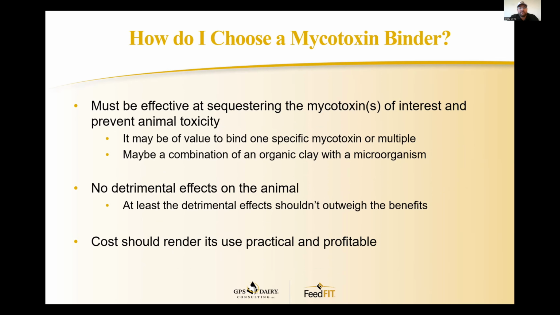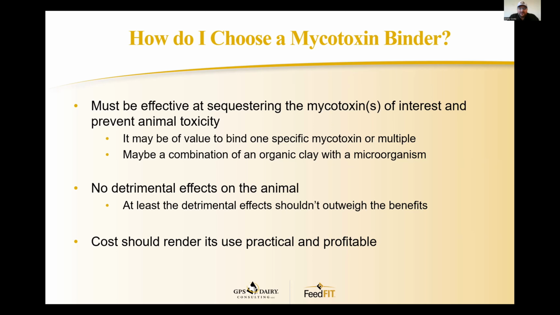So it may be of value to bind just one specific mycotoxin, or it might be of value to bind multiple. And sometimes there might be a combination, right? Maybe I want to feed a clay binder in addition to a microorganism, and they work synergistically in multiple different ways. One thing that's really important is to make sure that these don't have detrimental effects on the animal. And if they do have some sort of a detrimental effect, it shouldn't outweigh the benefits. If we have some sort of a detrimental effect, we better be able to see a production response or some other type of response that's more positive.